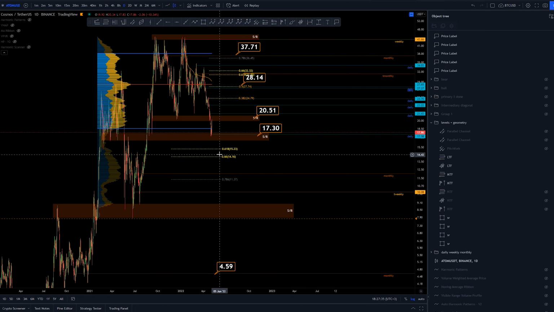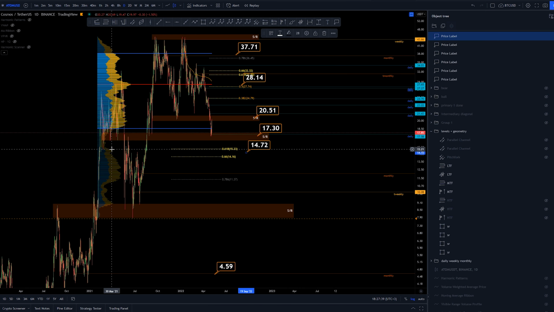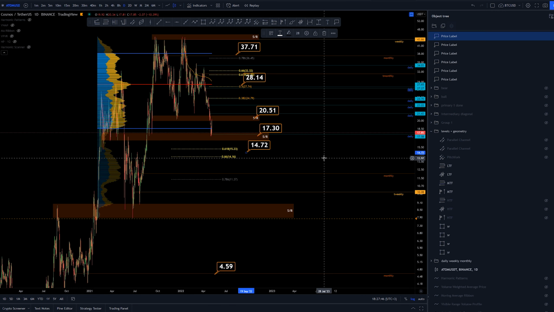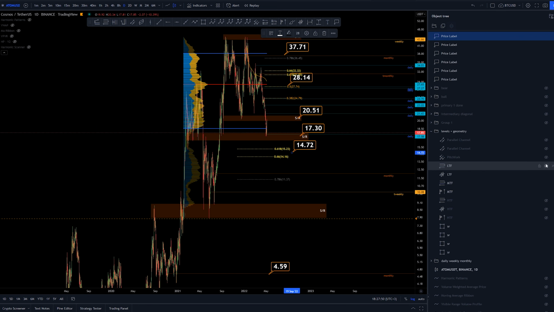I guess we could be marking this golden pocket here. We're starting to get some more volume into this area as well, just around this golden pocket, around $14.70. Now let's close these ones for now.